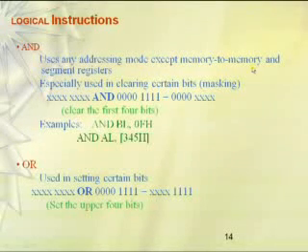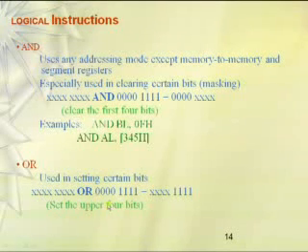AND uses any addressing mode except memory to memory and segment registers, and is especially used in clearing certain bits. Okay, this AND instruction will be used for clearing some bits. So here we have an operand which is not specified, it might be of any bit values. Now we have one more operand, where these bits are 0. Irrespective of these bits, this higher nibble, the result would be 0. And here, as these bits are 1s, irrespective of these bits, that is the lower nibble, the result would be X.